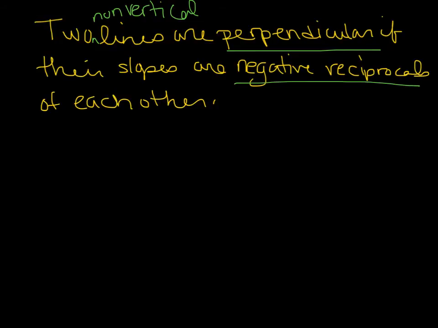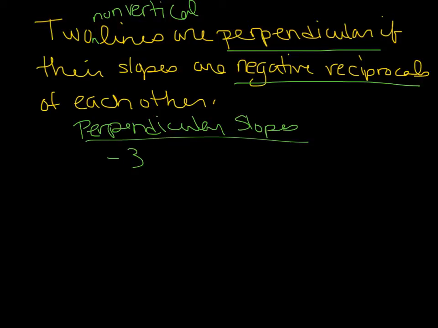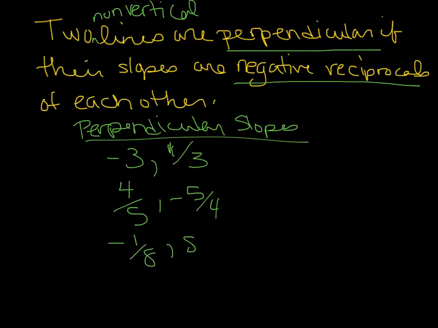For example, I'm going to just give you some slopes of perpendicular lines. If you have -3 and 1/3, these two can be slopes of perpendicular lines. If you have 4/5 and -5/4, those ones would also work. If you have -1/8 and +8, those would also work. So those are examples of negative reciprocals.